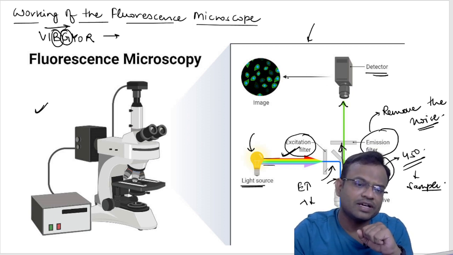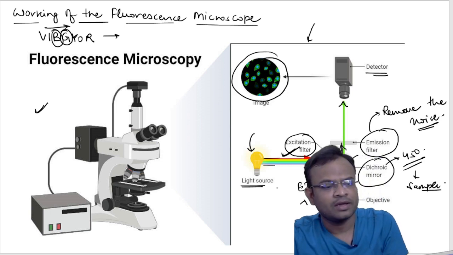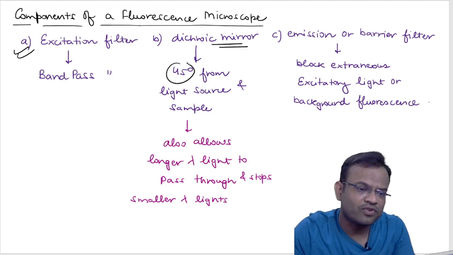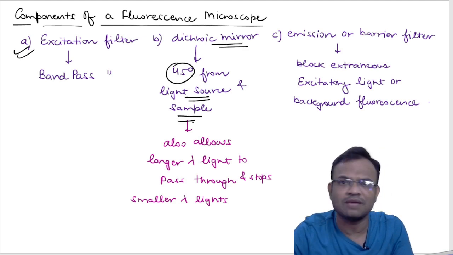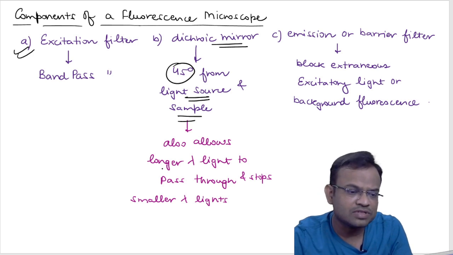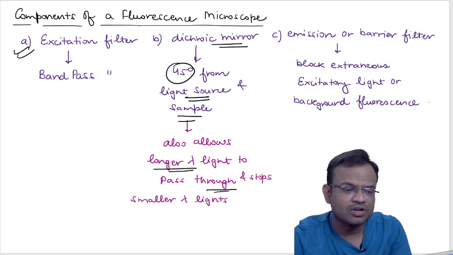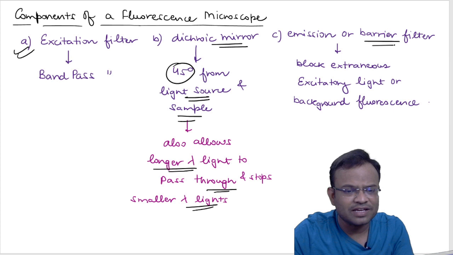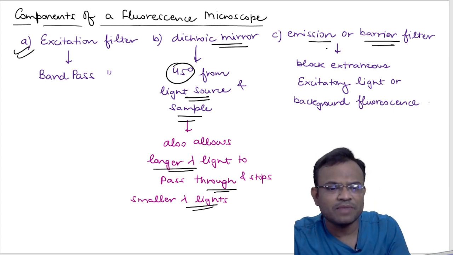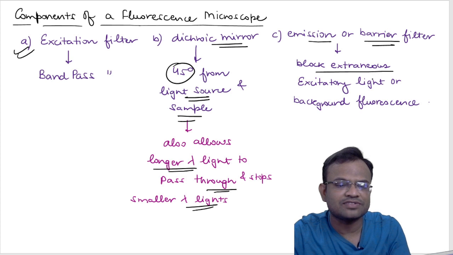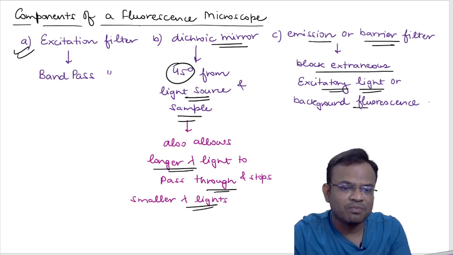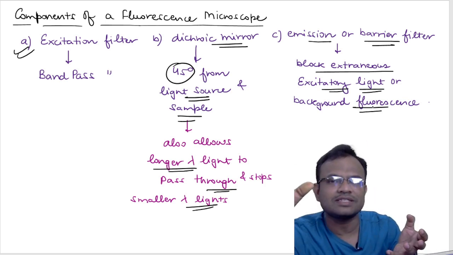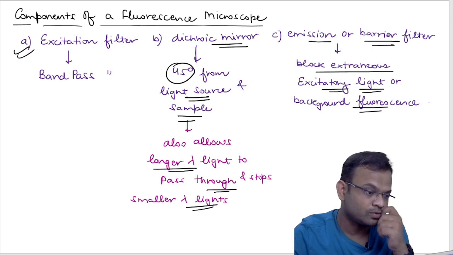And finally, from the detector you can find out this kind of an image. Let me just move a little back and then see that the dichroic mirror is at 45 degree from the light source as well as from the sample. It allows the longer wavelength of light to pass through it, and the shorter wavelength of light strikes it and gets reflected. What about the emission or barrier filter? Basically it blocks extraneous excitatory light or background fluorescence. What did I say? It will be blocking any extra or noise type of thing. I hope this is clear to you.